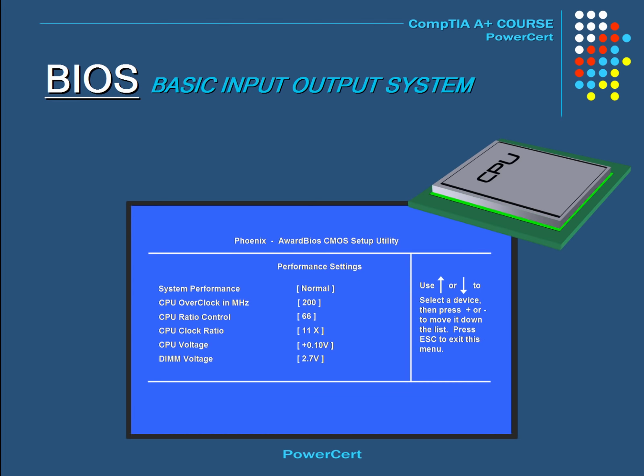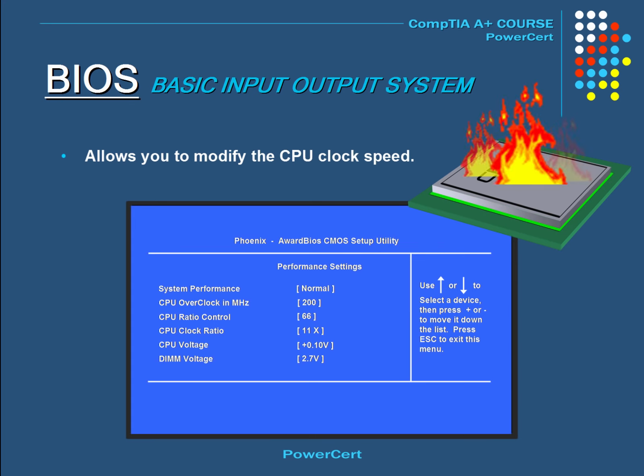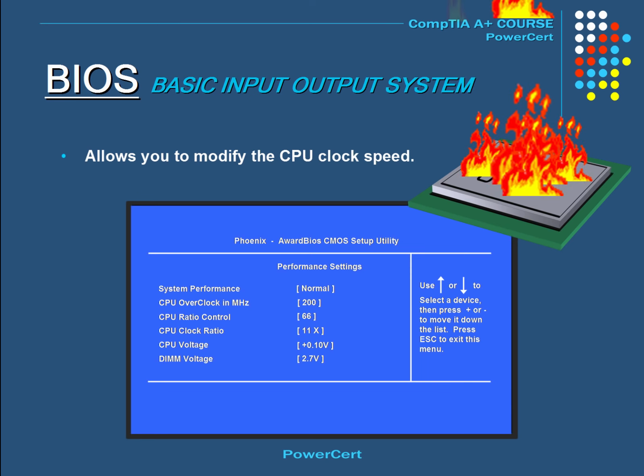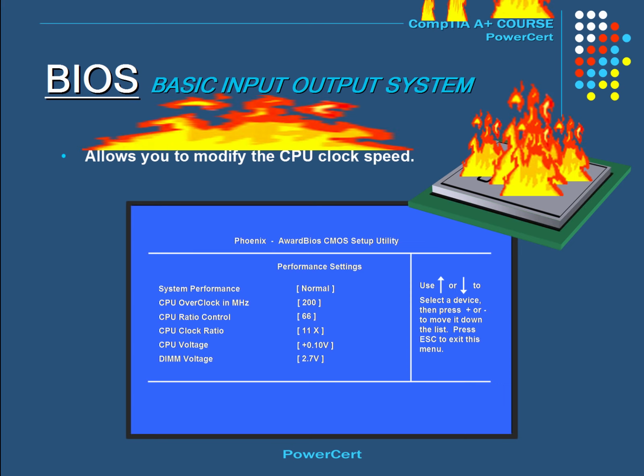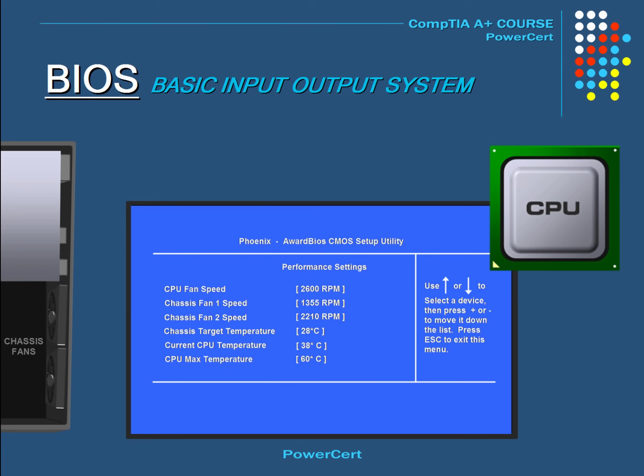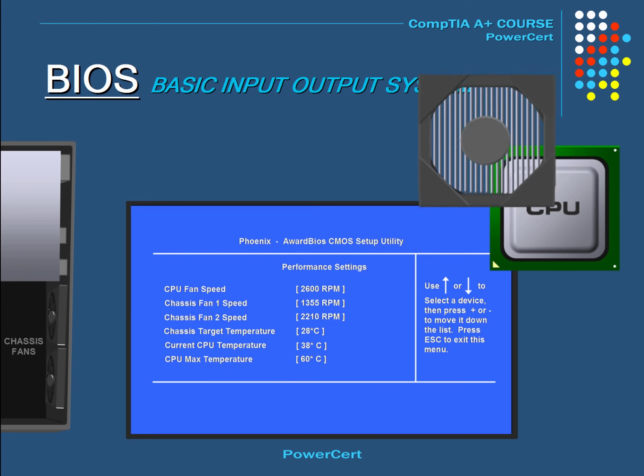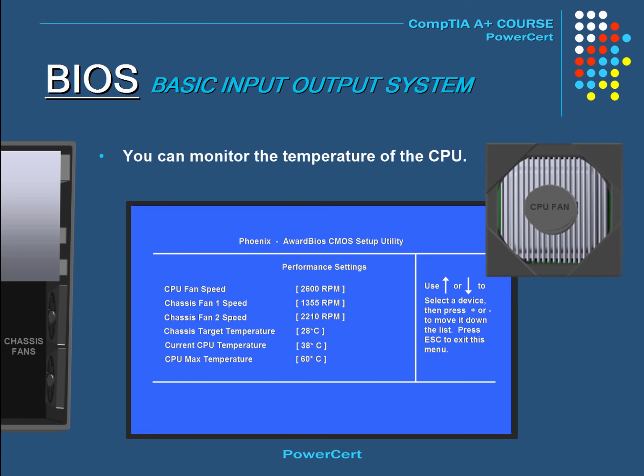The BIOS also allows you to modify the CPU clock speed by either increasing the clock speed to make the computer run faster, which as a result will increase the temperature, or by reducing the clock speed, which will make the computer run slower but will lower the temperature of the CPU. Now this could be especially useful if your computer is having overheating issues. And speaking of temperature, the BIOS can also monitor the temperature of the CPU.